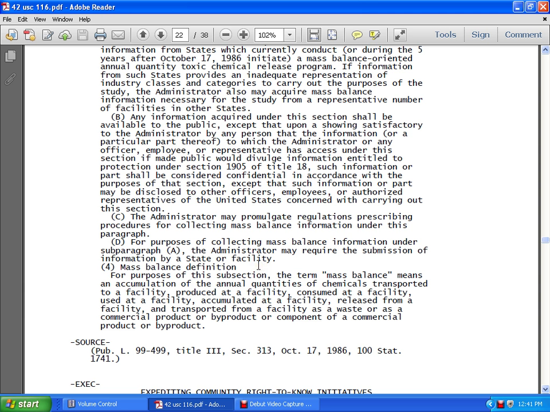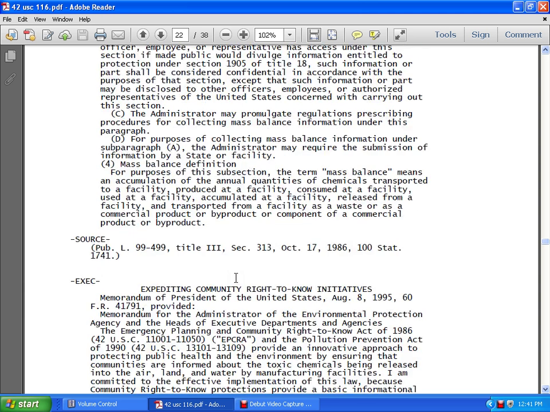The source: Public Law 99-499, Title III, Section 313, October 17, 1986, 100 Stat. 1741, Emergency Planning and Community Right-to-Know Act. Memorandum of the President of the United States, August 8, 1995, 60 FR 41791, provided: Memorandum for the Administrator of the Environmental Protection Agency, heads of executive departments and agencies.